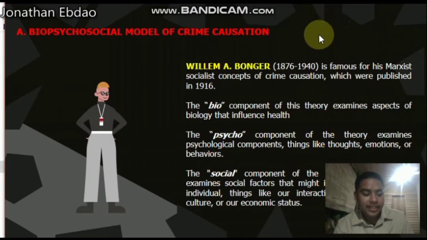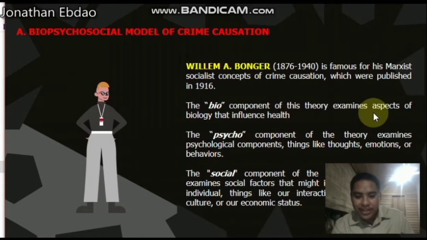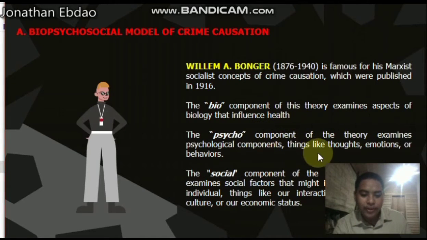The next is the biopsychosocial model of crime causation. William E. Bonger, in his famous Marxist social concept of crime causation, published in 1916, stated that the bio component of his theory examines aspects of biology that influence health. The psycho component examines psychological components, things like thoughts, emotions, and behaviors. The social component of the biopsychosocial model examines the social factors that might influence the health of an individual, things like our interaction with others or cultures, or our economic status.